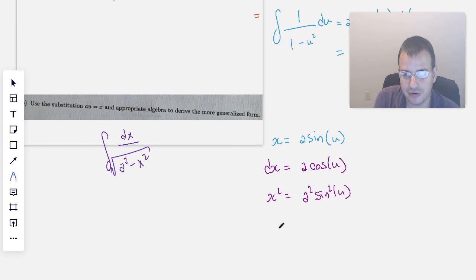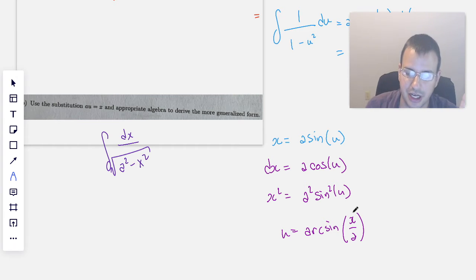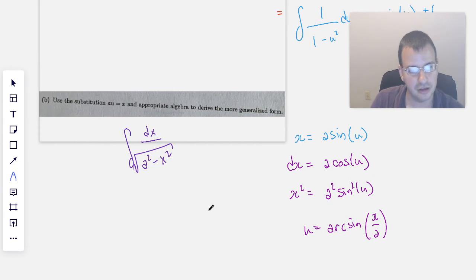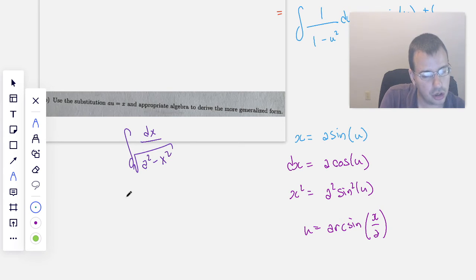So solving for u here, rearranging this, we get u equals arcsine of x over a. And that's just algebra. So these are the four things you're pretty much going to solve every single time you're doing inverse trigonometric integrals. So now we're going to take this and start plugging things in.